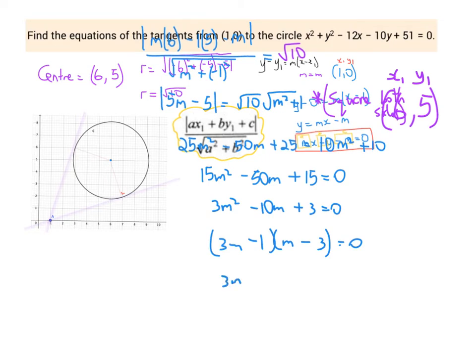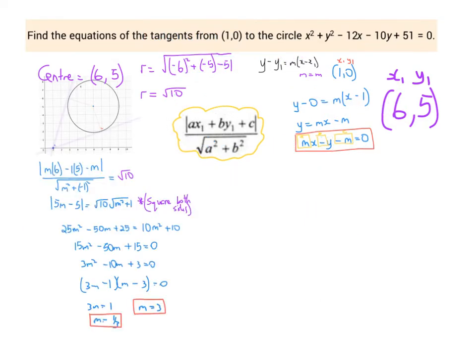We have 3m is equal to 1, so m is equal to a third. And here we have m equal to 3. And so they are what we are going to sub back in to our original equation that we formed. And our original equation is here as mx minus y minus m equal to 0.